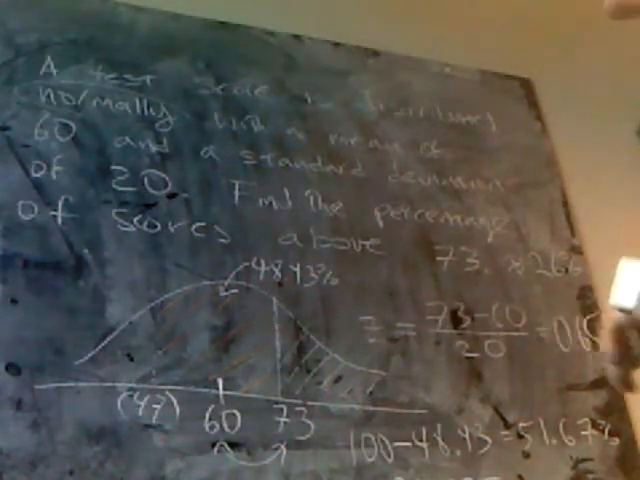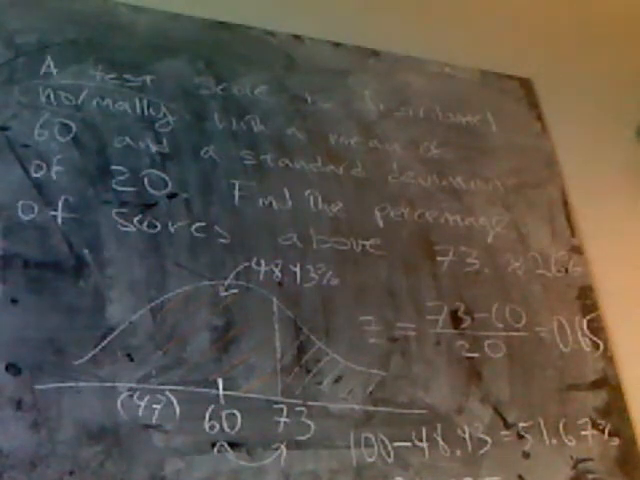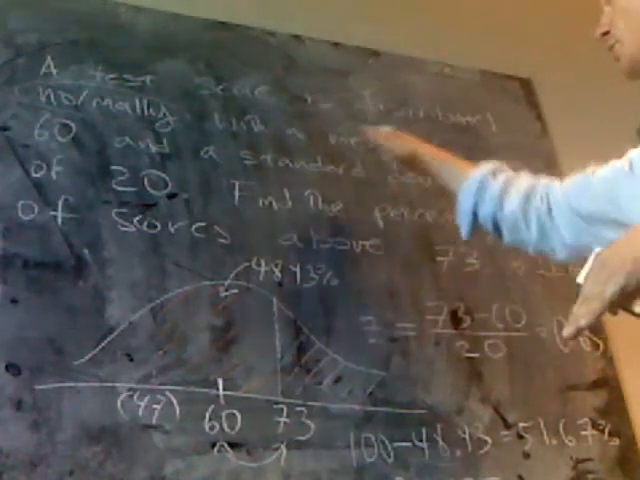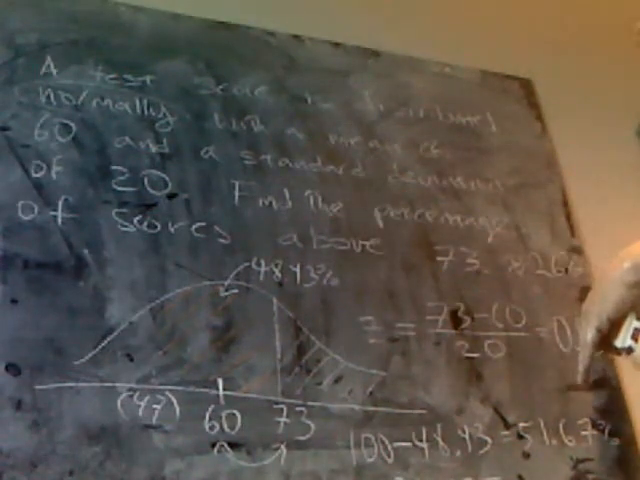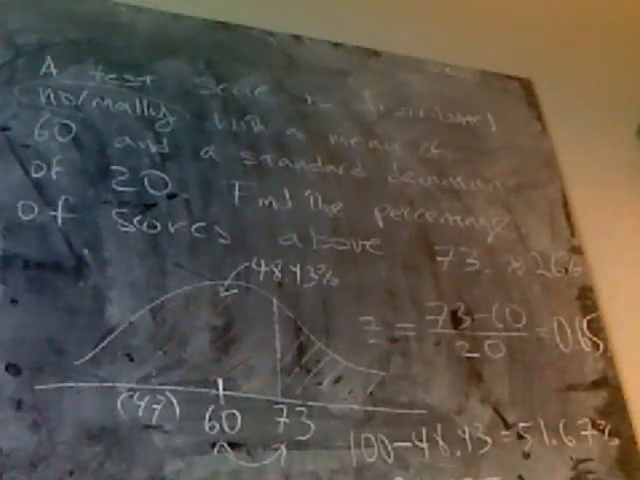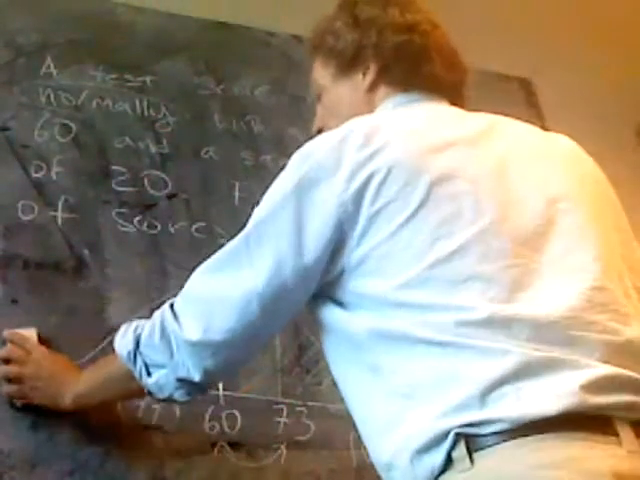Now, let's say we wanted a slightly different question. Let's do the reverse kind of question. In this question, we got the z-score from the information we were given, and then we worked our way towards a percentage. Let's do a problem that goes in the reverse way: we start with the percentage, and we ask what z-score that should be.